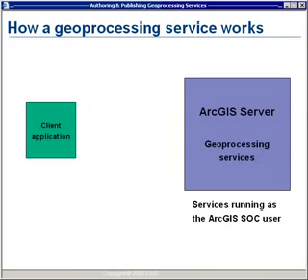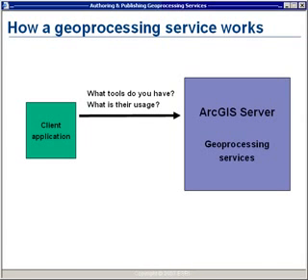So how does a geoprocessing service work? Well, in this scenario, we have a client application that is going to make use of a geoprocessing service. The client application can be ArcMap or ArcCatalog. It could be ArcGIS Explorer or a web mapping application. ArcGIS Server is running on a separate server machine, and it's hosting our geoprocessing services. There can be one or more geoprocessing services running on the ArcGIS Server. All of the services running on the ArcGIS Server are running as the ArcGIS SOC user, a user account that is created during ArcGIS Server installation for services.